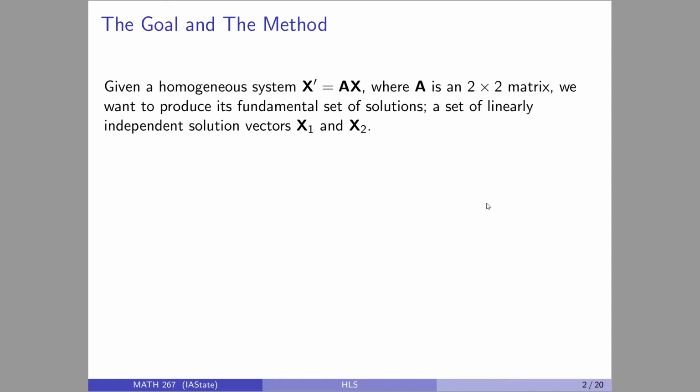All right. So the goal for today is to learn how to solve homogeneous linear systems of first order differential equations, which, again, remember, we can always rewrite as x prime is equal to Ax, and we will focus today on the case where A is a 2 by 2 matrix. And we know that that means we're going to need a fundamental set of solutions that has two linearly independent solution vectors, x1 and x2.